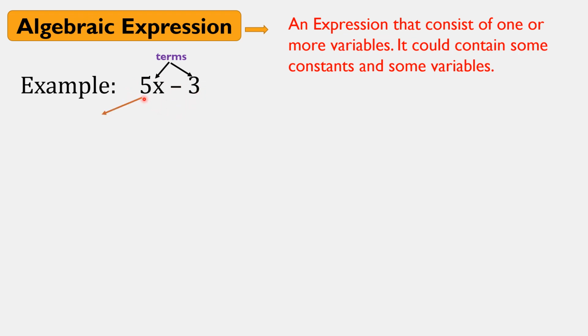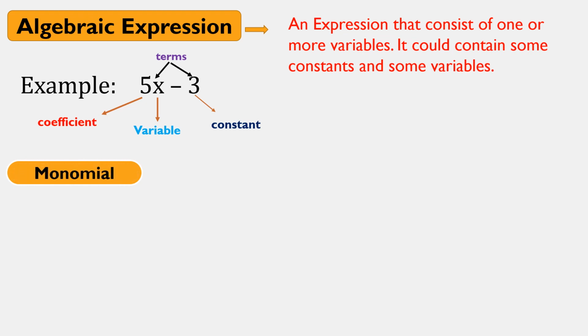Now students, this 5 is known as the coefficient. This x is known as the variable. And the last, minus 3, the 3 is known as the constant. So this you have learnt in your 7th standard. Now a few more concepts to recall. Monomial. Now what is a monomial?